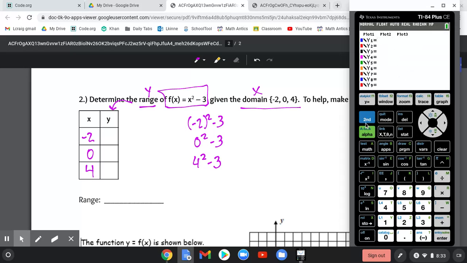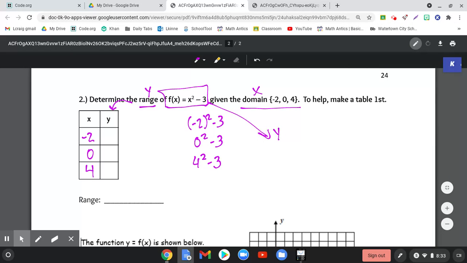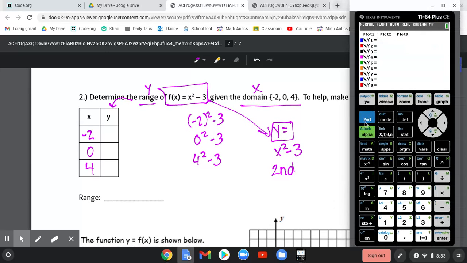So we're going to go to y equals. You're going to type in x squared minus 3, and then to go to the table, do you remember how to get there? We're going to hit second graph. You can see the table written up there. So y equals, I'm going to type in x squared minus 3. The nice part about this is it takes care of everything for you. So now go to the table, second graph.